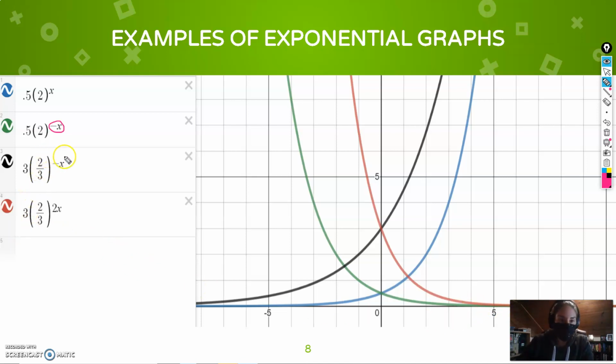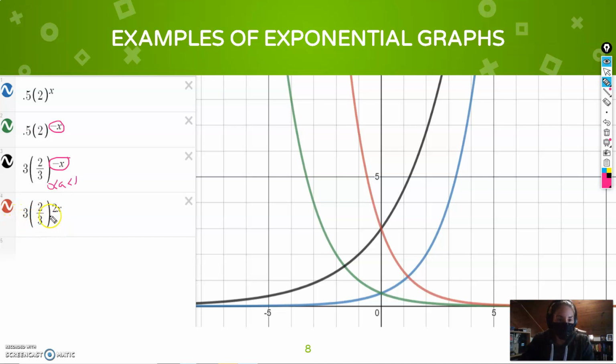Our black line, our variable is also negative, so we would expect to see the same exponential decay. However, our a is also a fraction, so our a is greater than 0 and less than 1. What does this all do? Well, look at our black line here. Oh, that's interesting. That's also growth. Something weird going on there as well. Again, future video, we may figure that out.